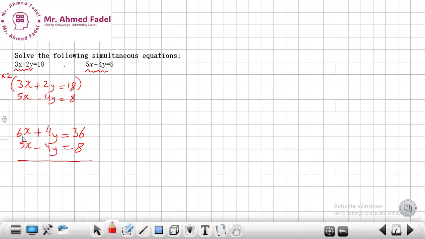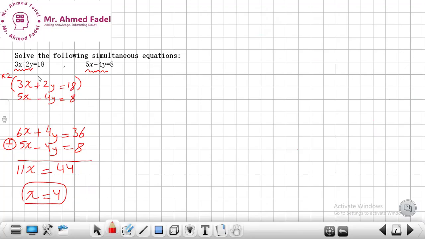Are you going to add or subtract? What will help you eliminate? If you subtract, minus 4y will become positive 4y, so I will not be able to eliminate. If I add, I will be able to eliminate. 6x plus 5x is 11x. 4y plus negative 4y is 0, equals 36 plus 8 is 44. So x equals 4.